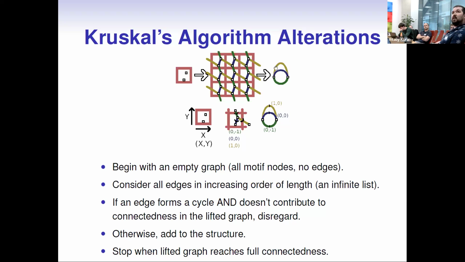Whereas if we're adding this yellow one, again, it creates a cycle with either the green or blue, but it benefits connectedness in the infinite space. And how do we ascertain whether or not that's happening? We can use these labels. So again, another hand wavy one that will be explained. When do we stop? We stop when the lifted graph reaches full connectedness. Again, not a trivial concept.